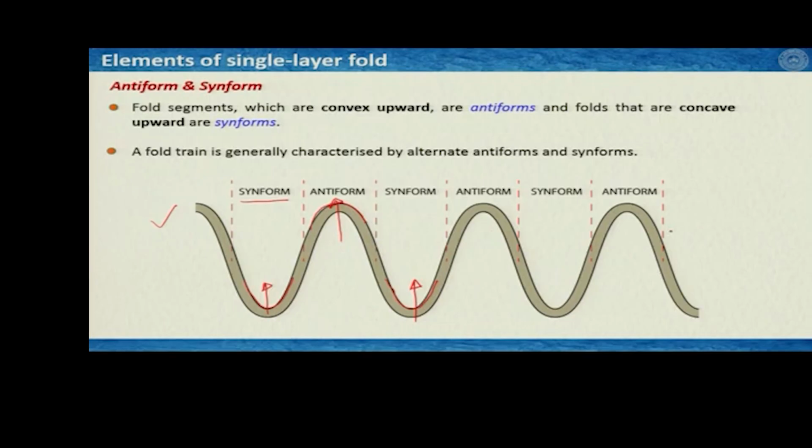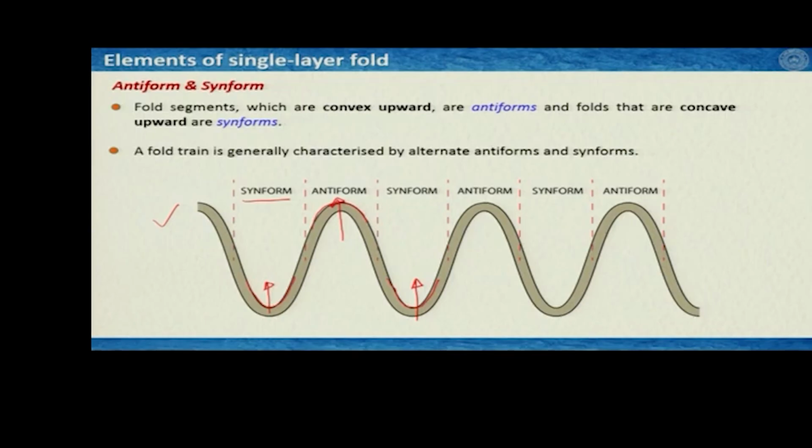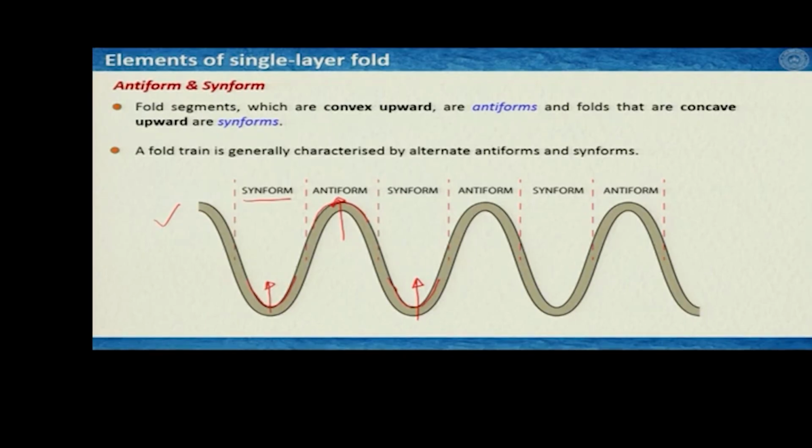So, a synform is where the fold closes downwards, you can say it that way as well, and an antiform is something where the fold closes upwards. So, upward closing folds are antiform and downward closing folds are synform. We will talk more about antiform and synform in the next lecture, particularly when we talk about the classification of the folding.